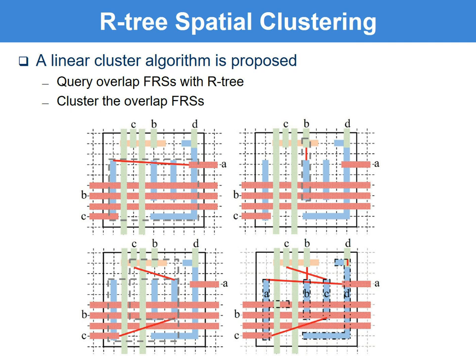In order to solve the pin access problem concurrently, it is necessary to identify which free routing spaces should be considered together. To achieve this, we employ an R-tree-based spatial clustering approach, where we cluster connections whose free routing spaces overlap with each other. This method involves querying the overlapping free routing spaces with an R-tree and then clustering the overlapping free routing spaces recursively. Compared to the traditional approach of comparing every pair of free routing spaces, this method has a much lower complexity.